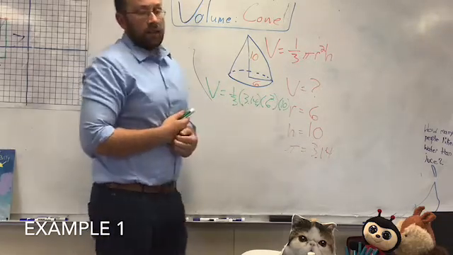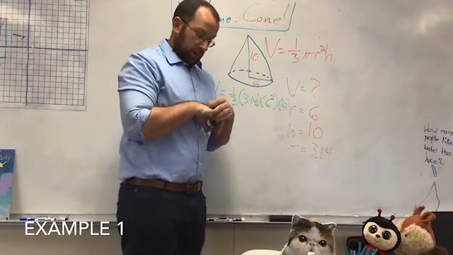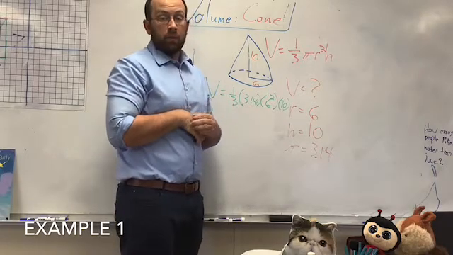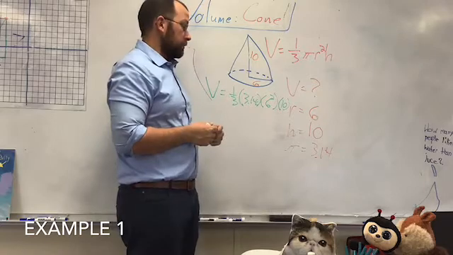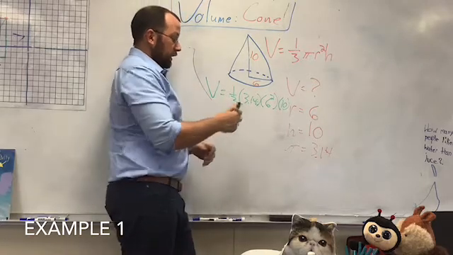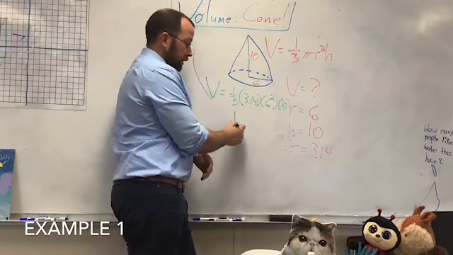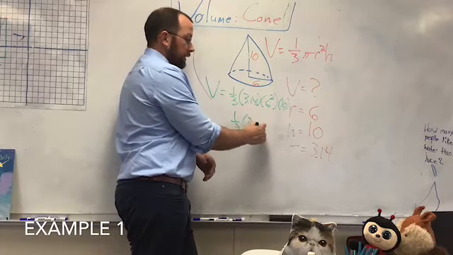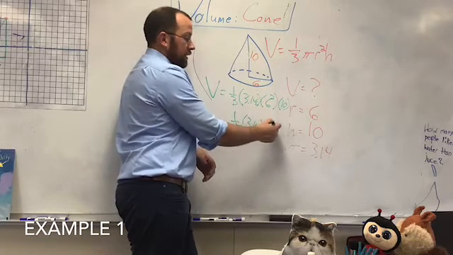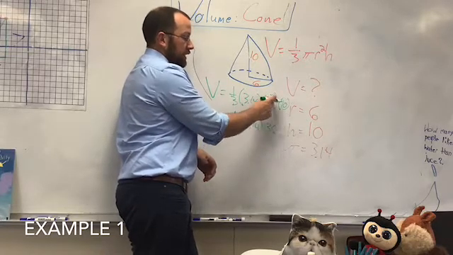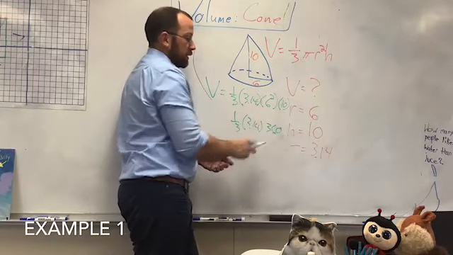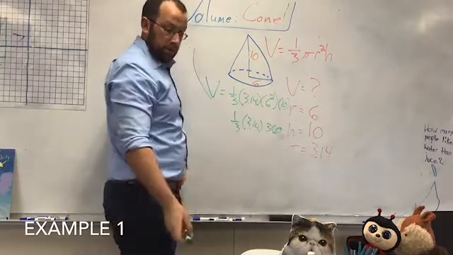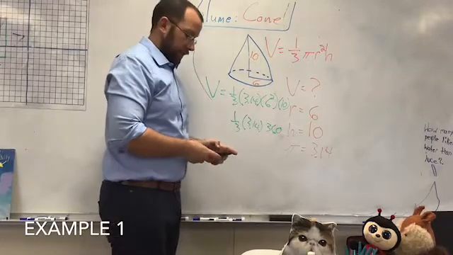Now if you don't have a calculator, just leave pi as pi and not 3.14. But if you have a calculator, go ahead and throw it in there. So I'm going to leave the 1/3 and the 3.14 for my calculator. But I will do out 6 squared is 36 times 10 gives me 360. Now I'm going to do the rest with a calculator.